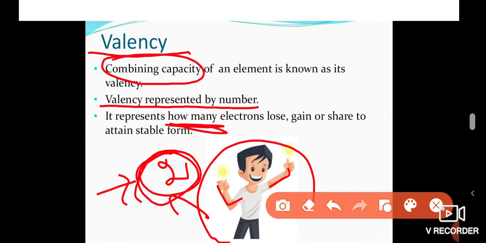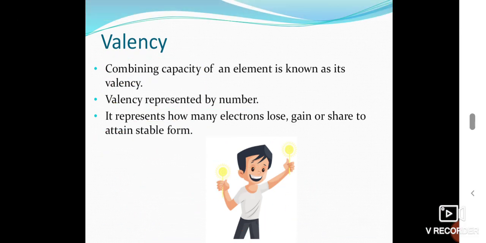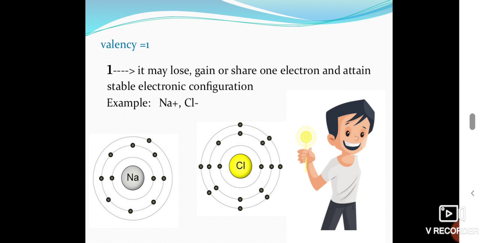So what is valency? Valency is the combining capacity of an element. Valency is just a number. It is represented by 1, 2, 3 like that. That number denotes how many electrons are transferred or how many electrons are shared. Transfer means either lose or gain.